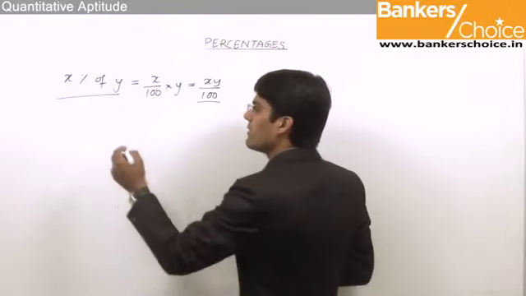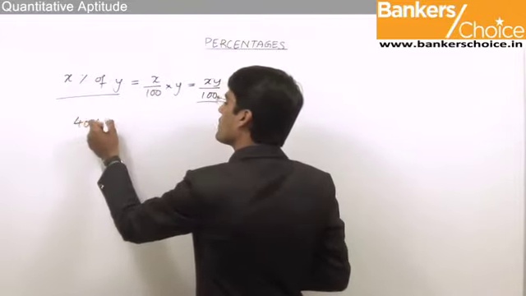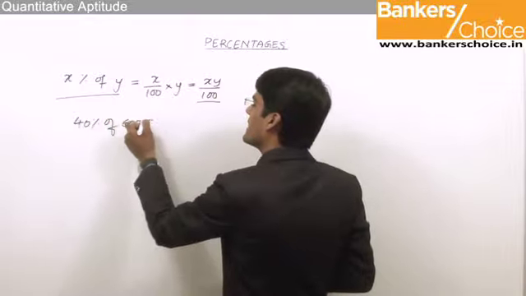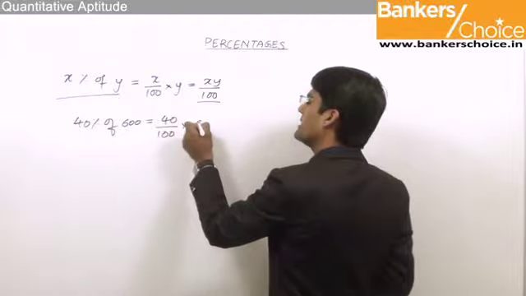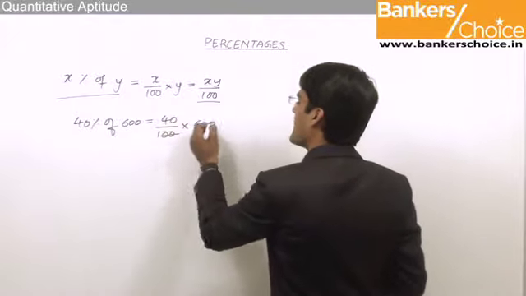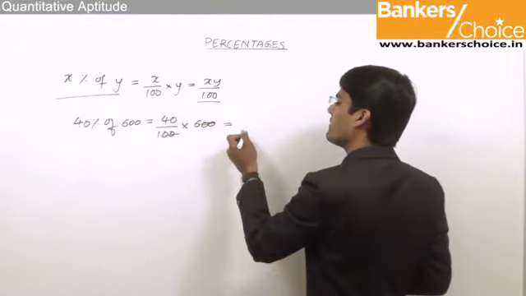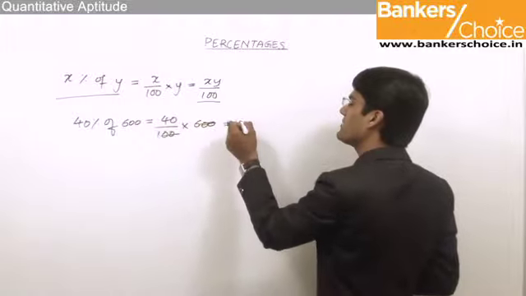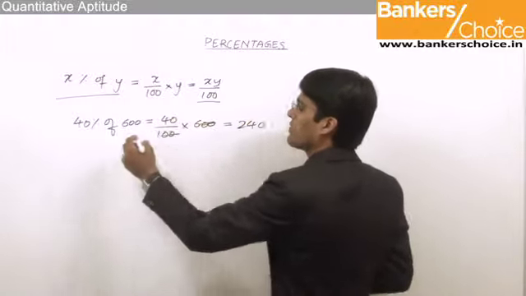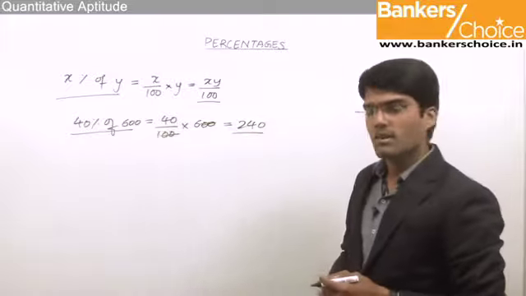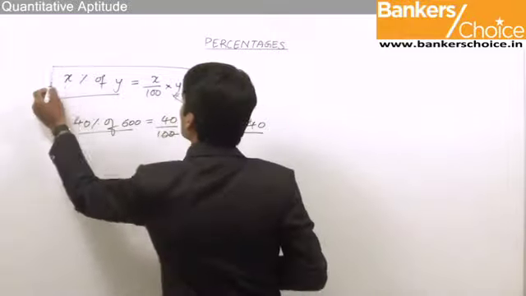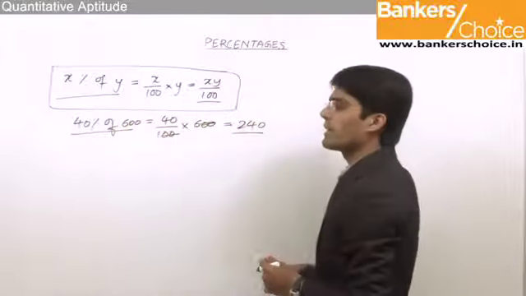For example, 40% of 600 can be taken as 40 upon 100 multiplied by 600. So as zeros get cancelled, we can say that 40% of 600 will be equal to 40 into 6, which is 240. So 40% of 600 is equal to 240. So this is what is important, how to calculate a percentage value for a given value.